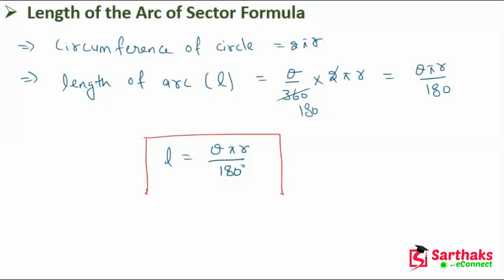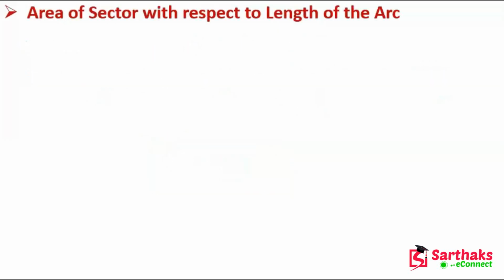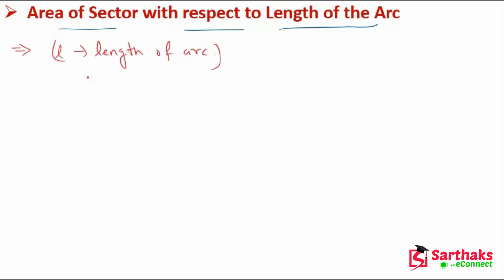Okay my dear friends, so this is the length of arc. Length of arc is theta into pi r upon 180 degree. Now, the area of sector with respect to the length of arc. In this case, if the length of arc of a sector is given instead of theta, we have no theta, just only L, which is the length of arc.